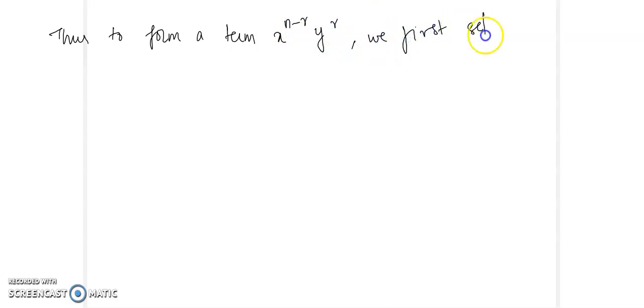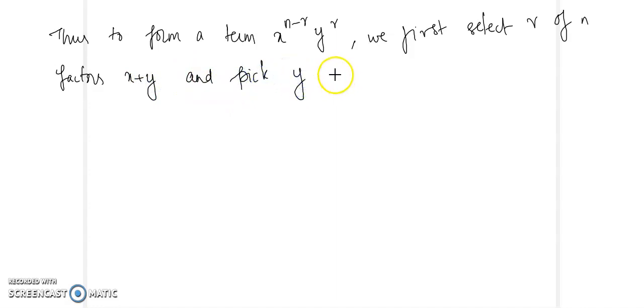Thus, to form a term x raised to n minus r, y raised to r, we first select r of the n factors, x plus y, and pick y from the r factors chosen.